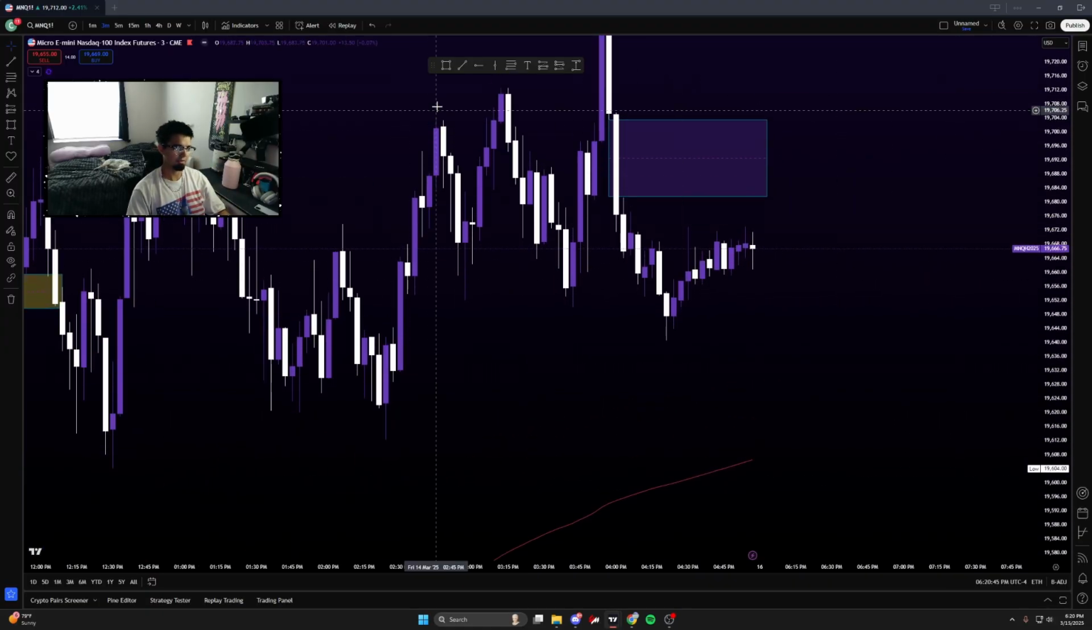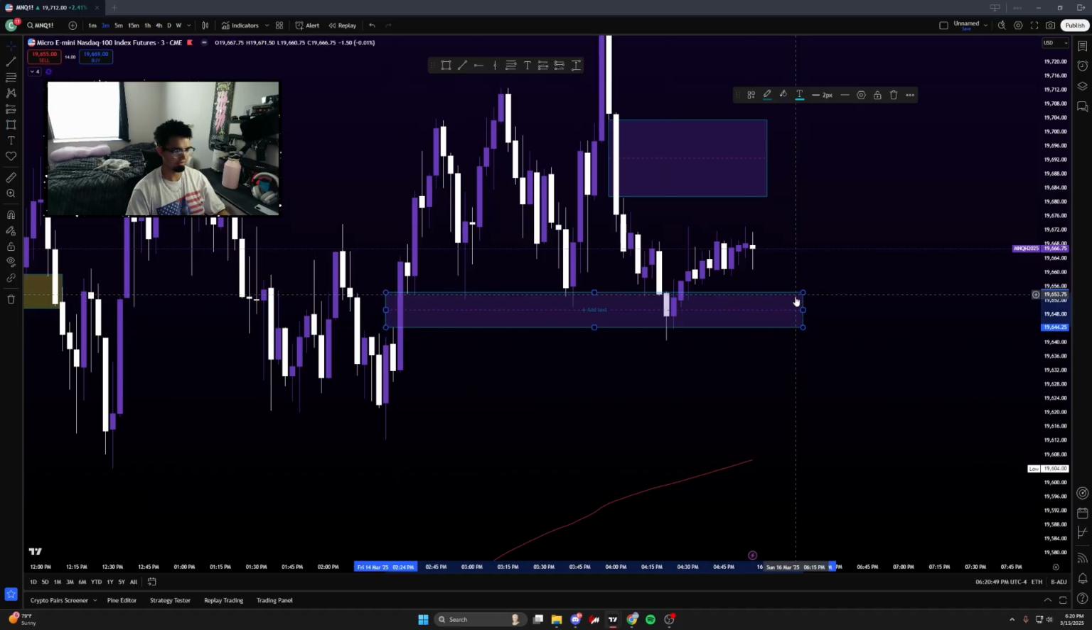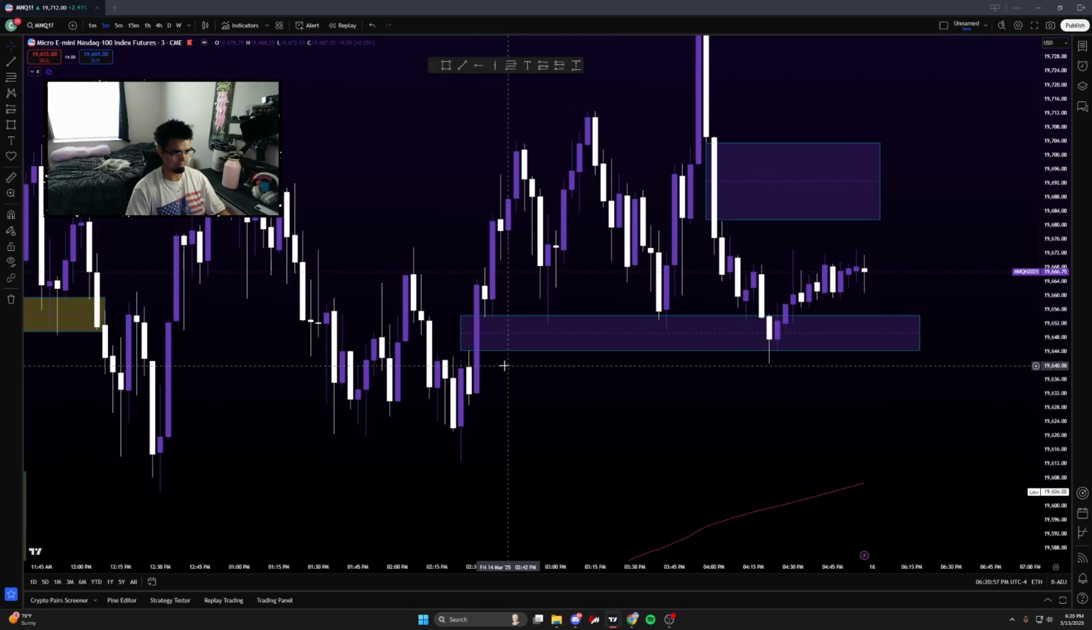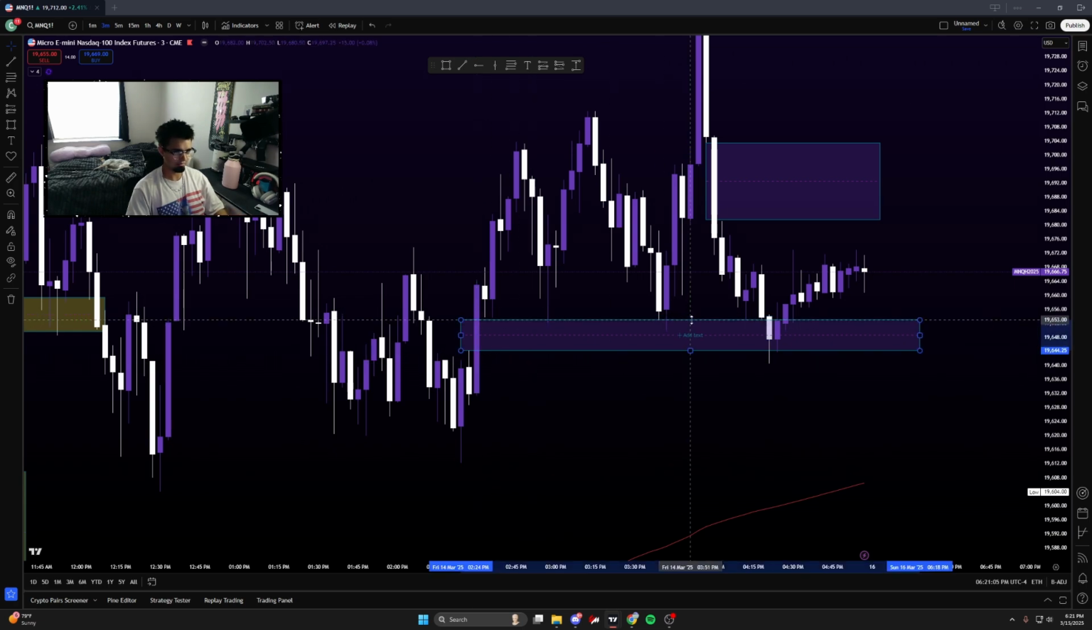Right here, we have a bullish fair value gap. Why? Same again. We have our candle with the wick. We have our big imbalance, caused by a vast majority of buyers right here rather than sellers. And then we have our other wick right here that makes the fair value gap.